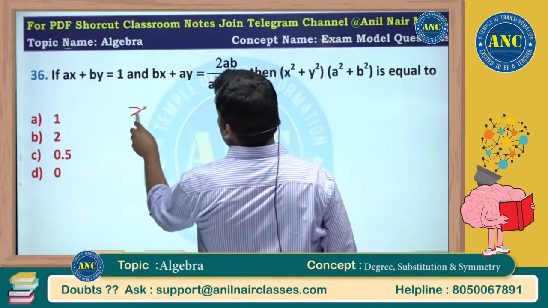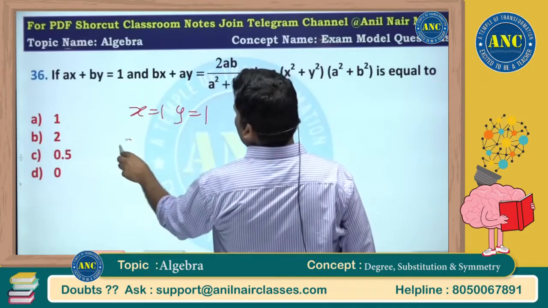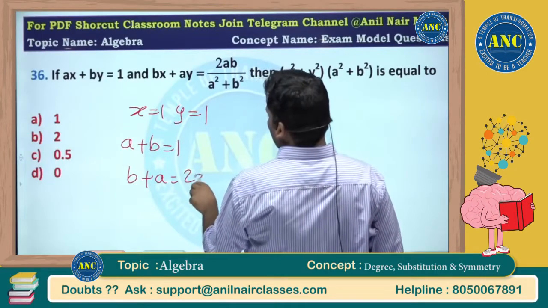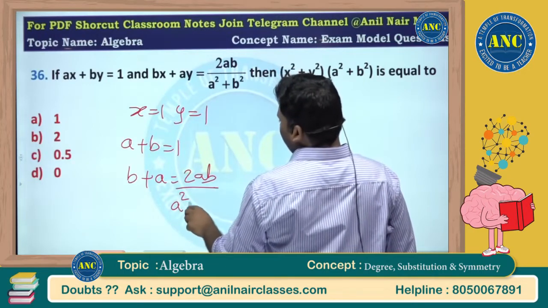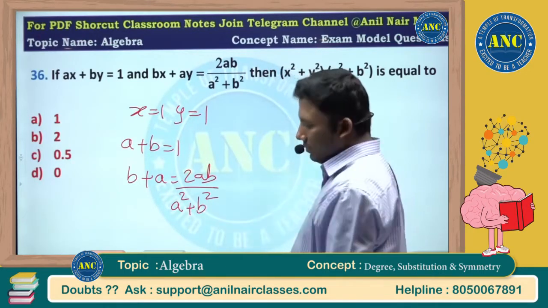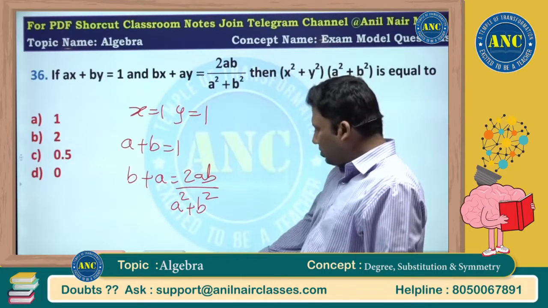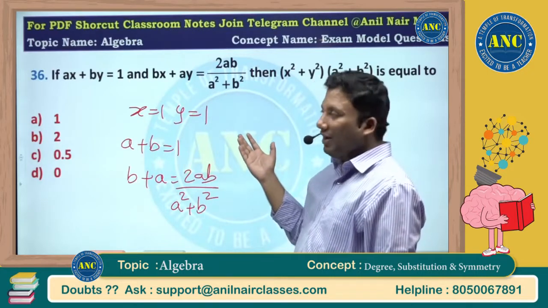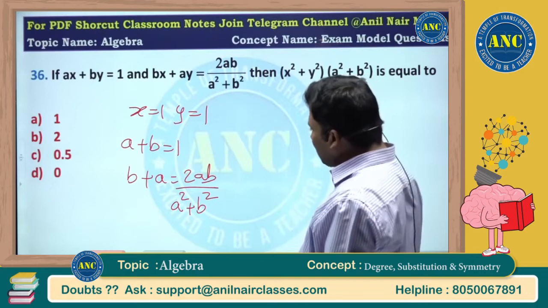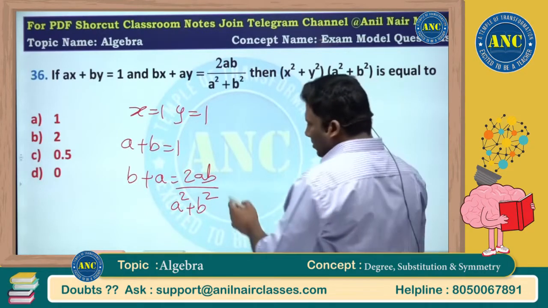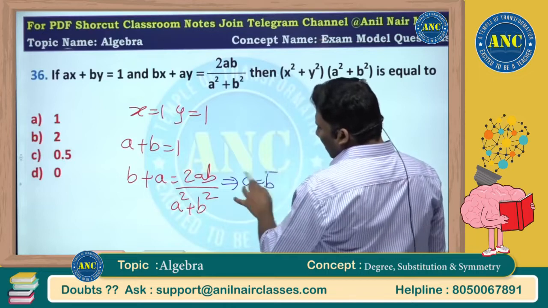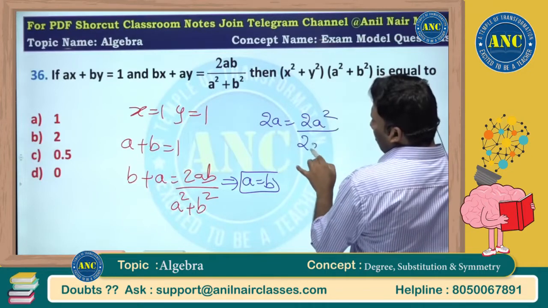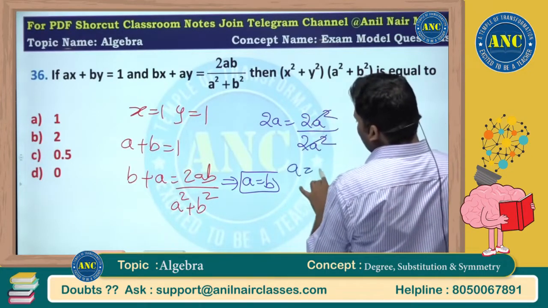Ax plus by equivalent to 1. Let me put x value 1, y value 1. A plus b equivalent to 1. B plus a equivalent to 2ab divided by a square plus b square. Now see here, I kept x value 1, y value 1. Again symmetric function. Make a equivalent to b. 2a equivalent to 2a square by 2a square. Cancel. A equivalent to 1 by 2.